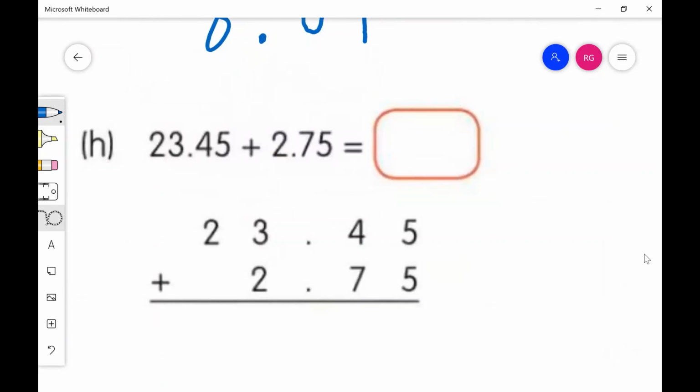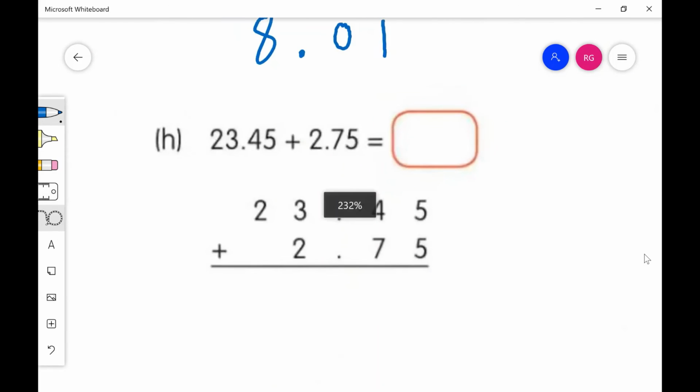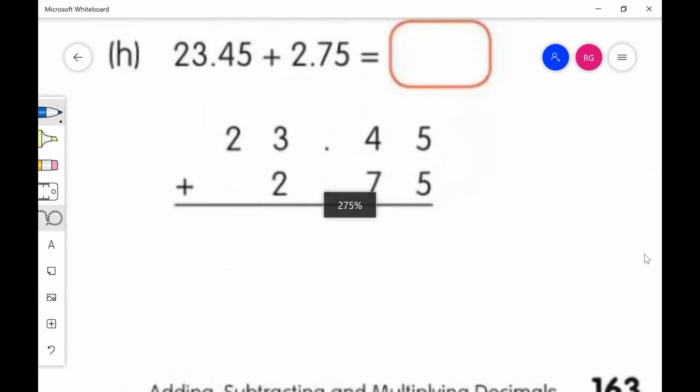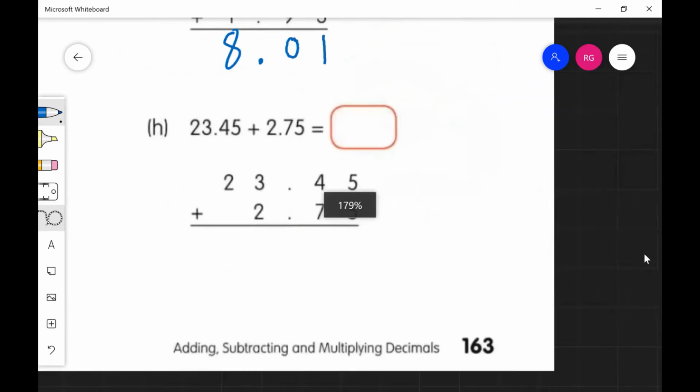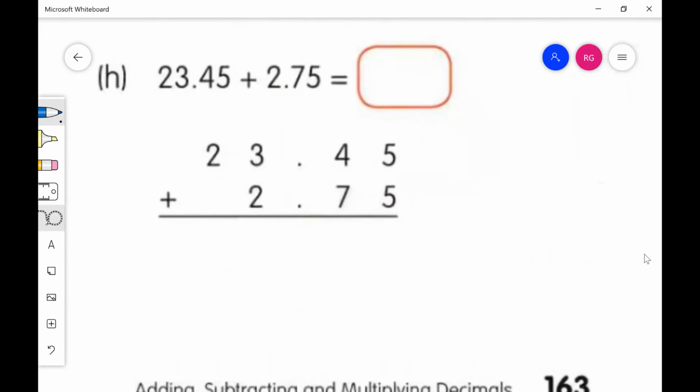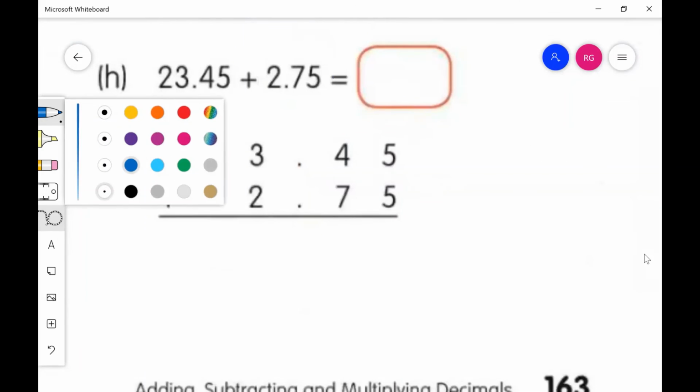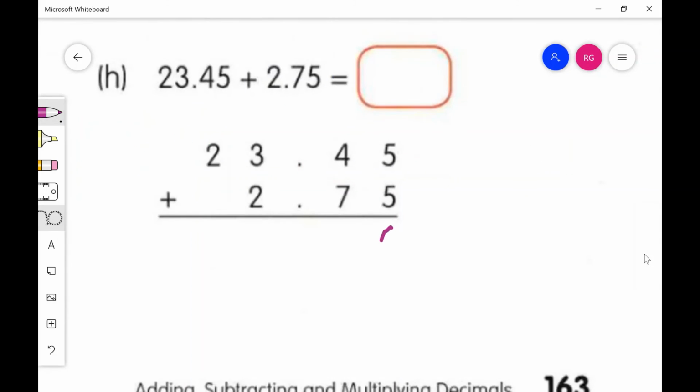23.45 plus 2.75. Okay. All right. I think, is this it? This is the last one, right? Yes. All right. Great job. Here we are. Last one. Let's finish it strong. All right. So 5 plus 5 is 10. Okay. So carry the 1. 1 plus 4 plus 7 is 12. Carry the 1. 2 plus 3 plus 1 is 6.